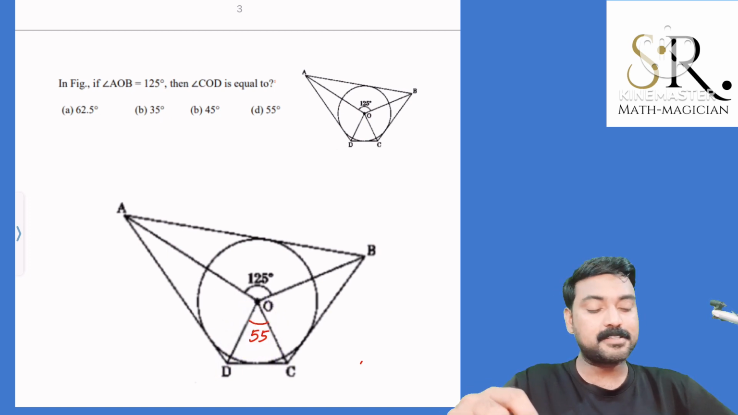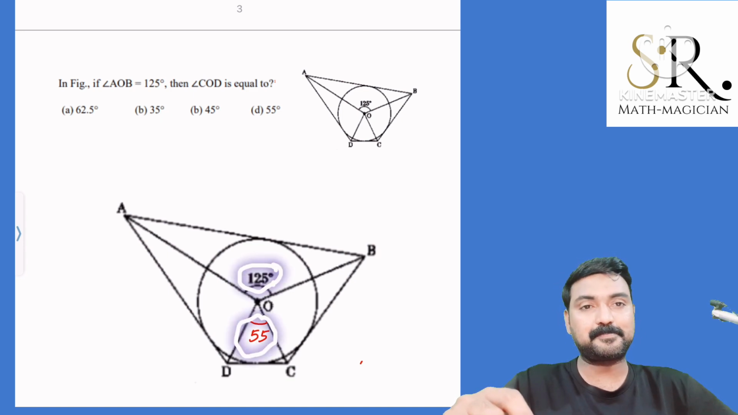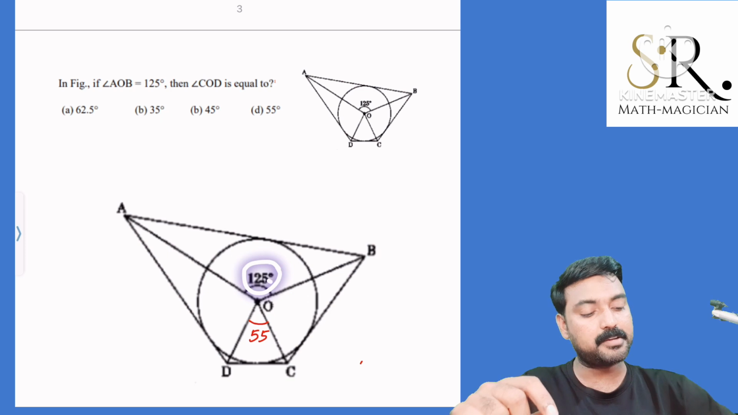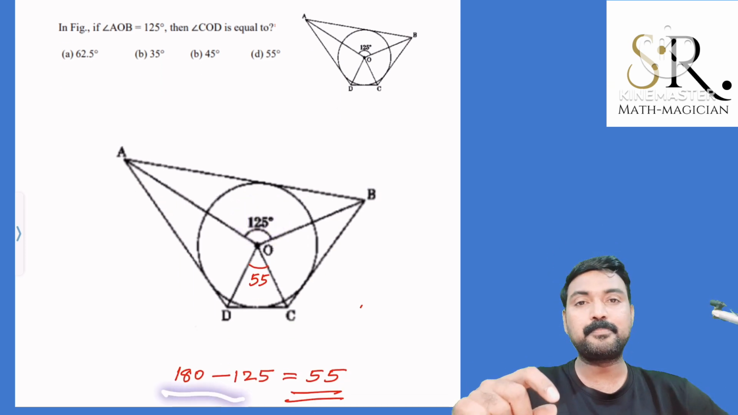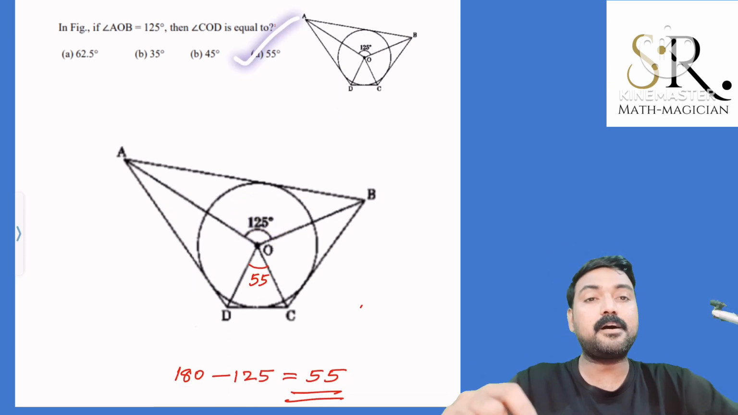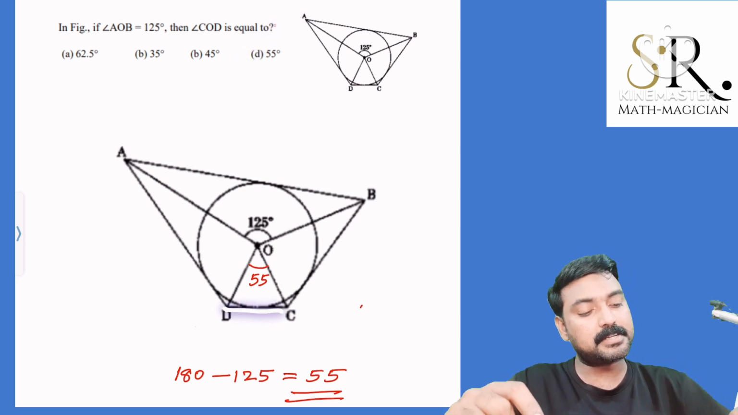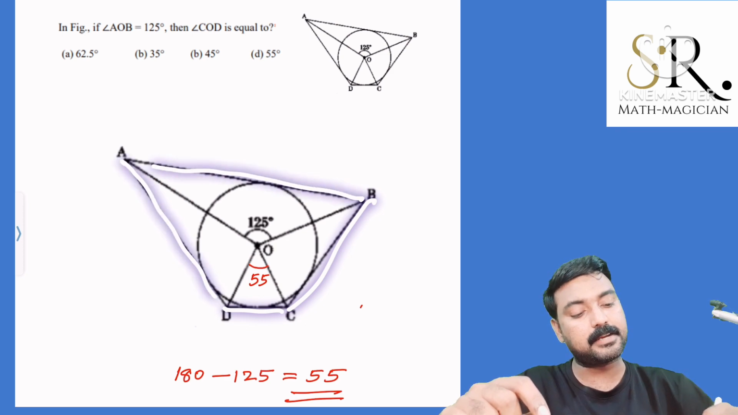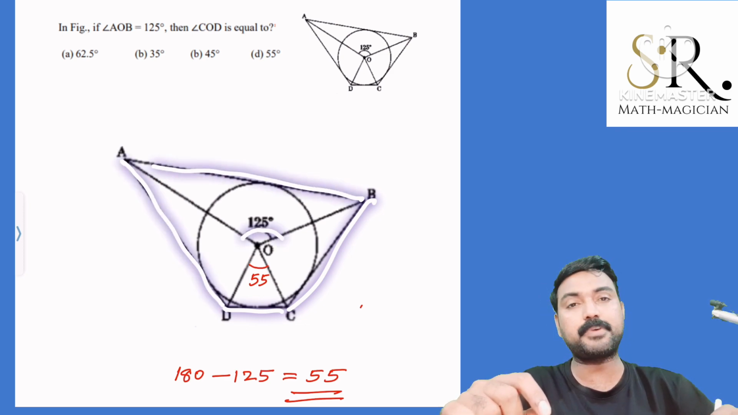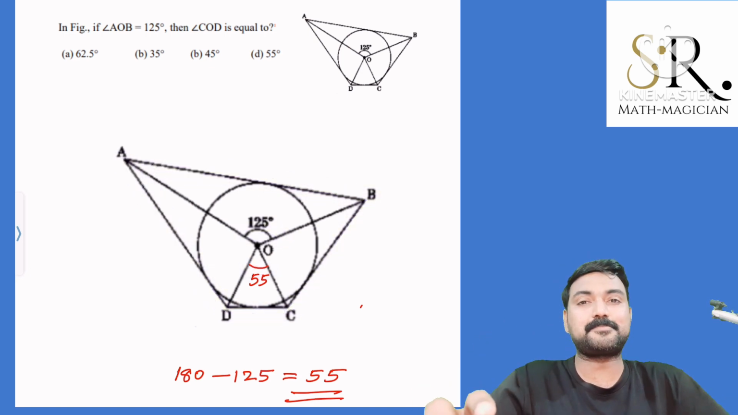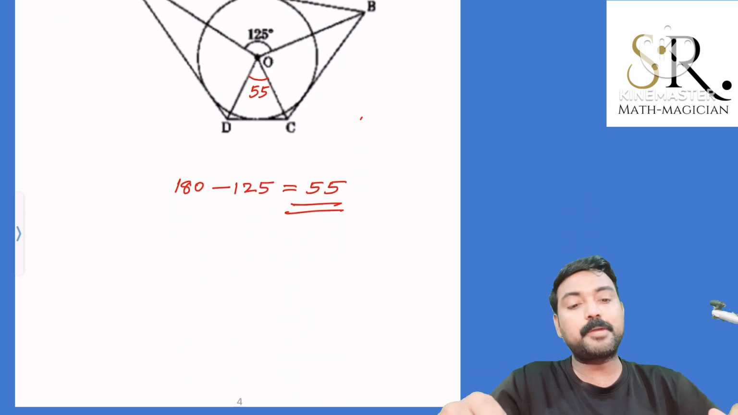In this type of figures, it is always equal to 180 degree. Sum of these two angles will be 180 degree. The opposite, these two angles will be 180 degree. So this is 125 means 180 minus 125, 55. So 55 is the right answer. The important thing here, four sides are tangents. In such cases, the central angle is 125 degree, then the opposite one will be 180 minus 125. It's okay? Now we can move to the third question.